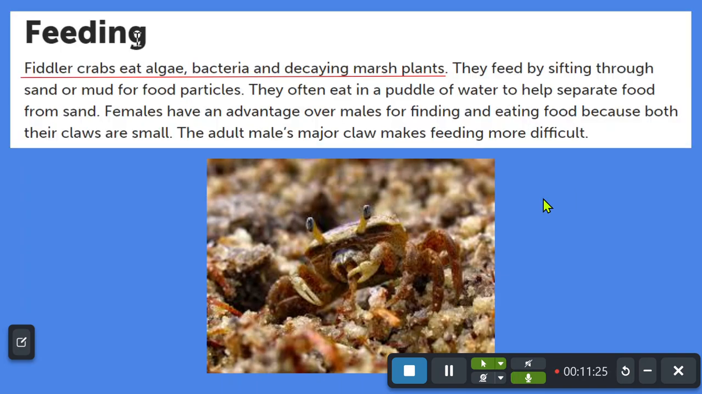It's going to be eating algae, bacteria, and decaying marsh plants. So fiddler crabs feed by sifting through sand or mud for food particles. They often eat in a puddle of water to help separate food from sand. Females have an advantage over males for finding and eating food because both of their claws are small. The adult male's major claw makes feeding more difficult.